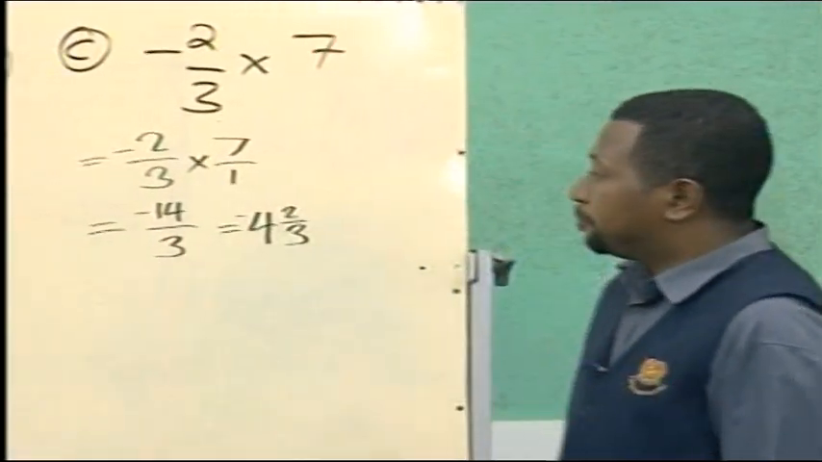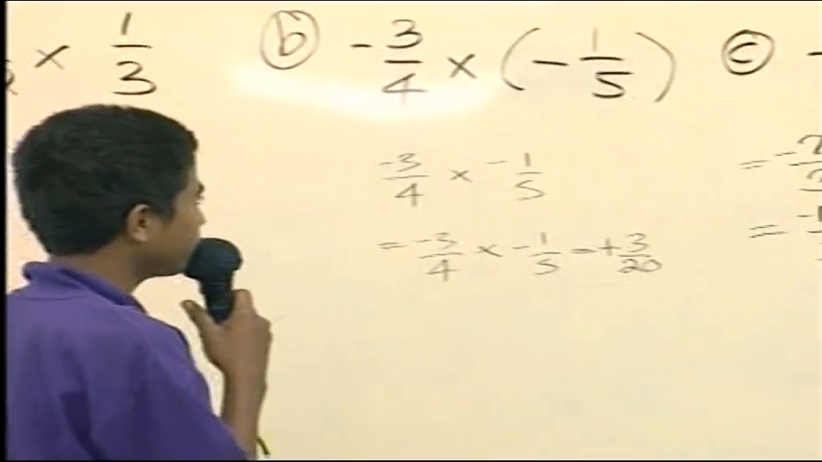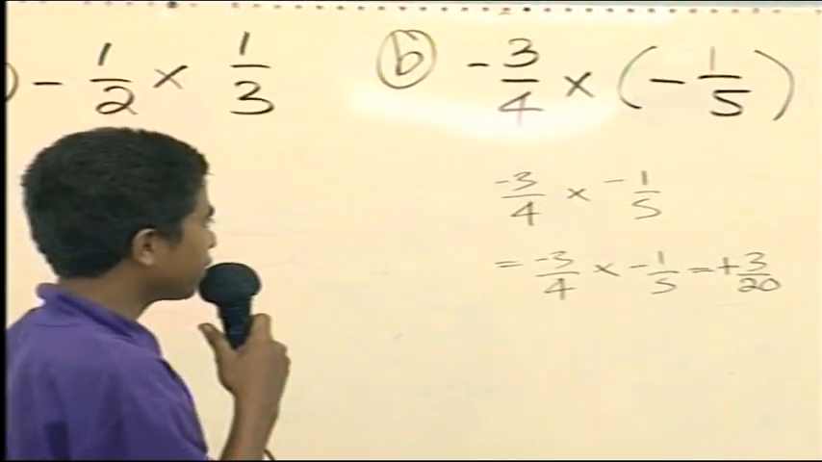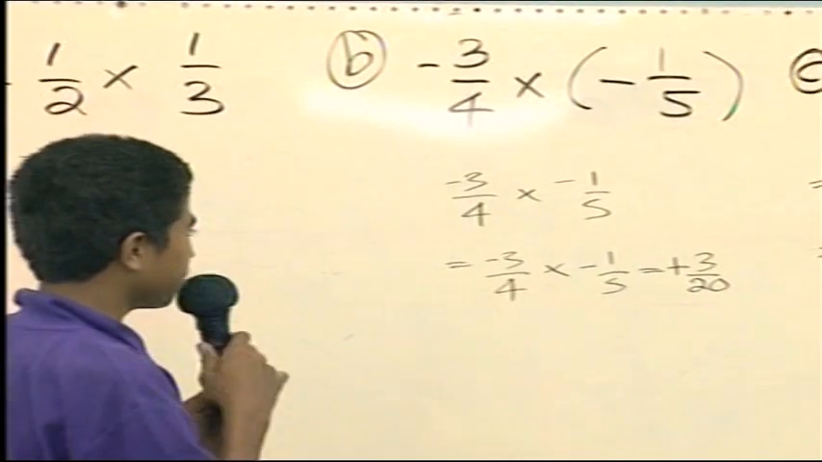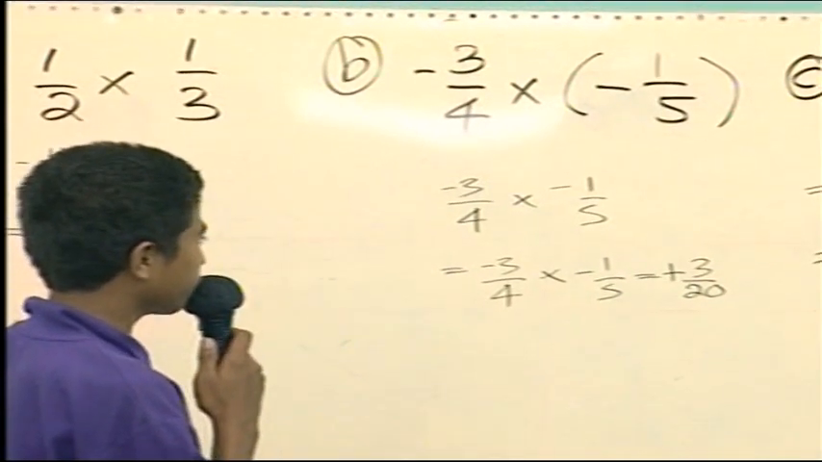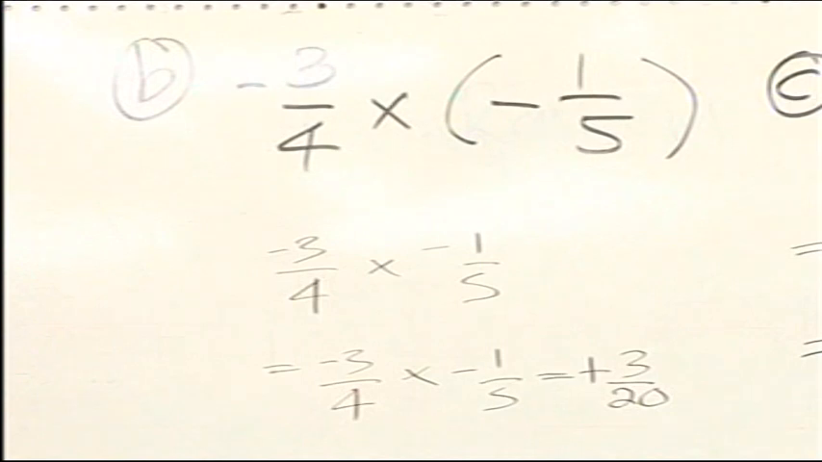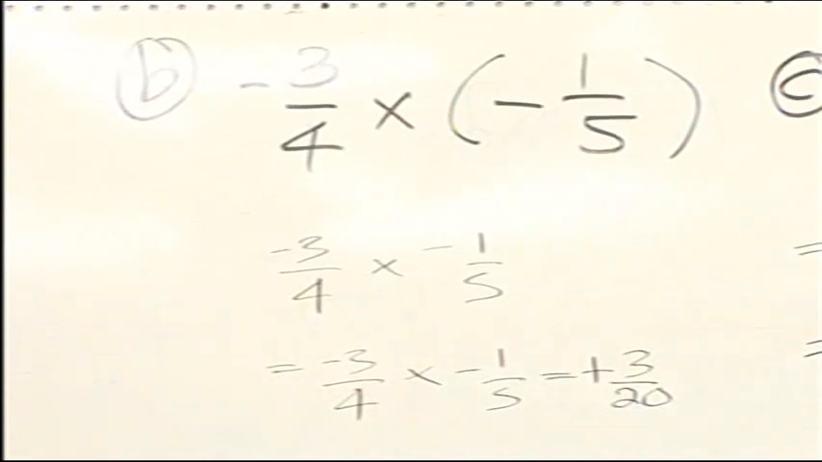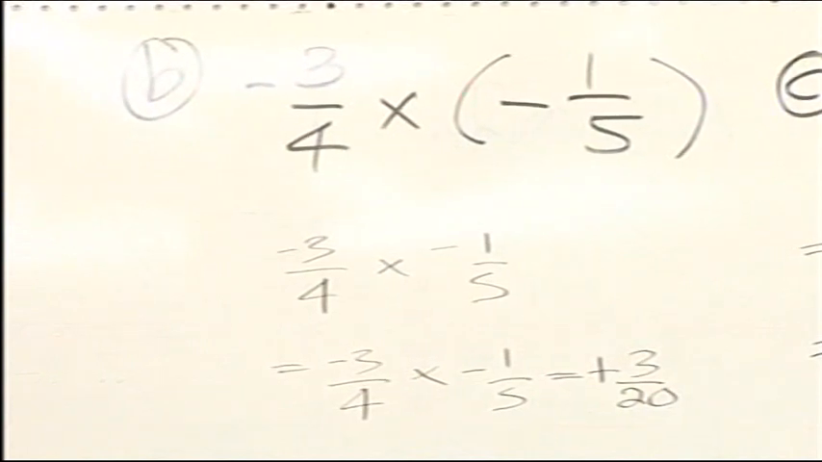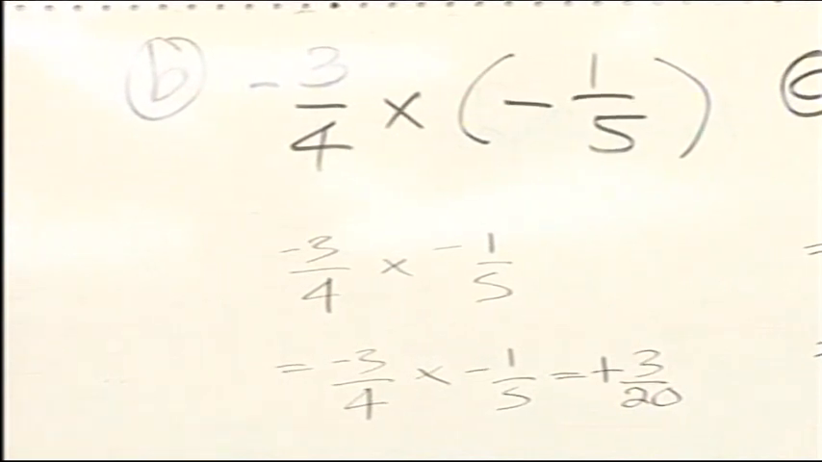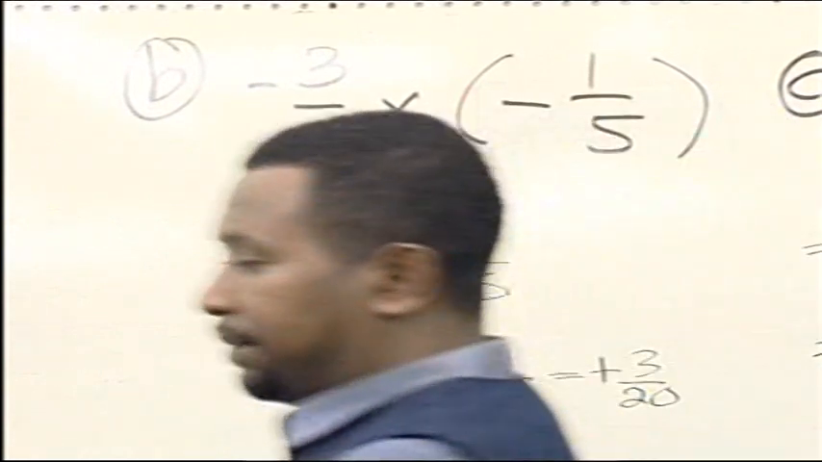Okay, negative 3 over 4 multiplied by negative 1 over 5. Okay. There's no number that I can simplify, so I just multiply it straight. Okay. 1 times 3 equals 3 over 20. Okay. Negative times negative equals positive, so positive 3 over 20. Very good. Thank you very much. Let's give him 2 big claps again.